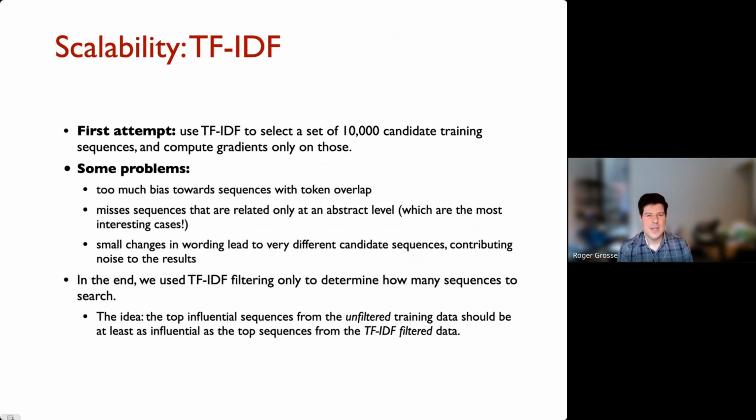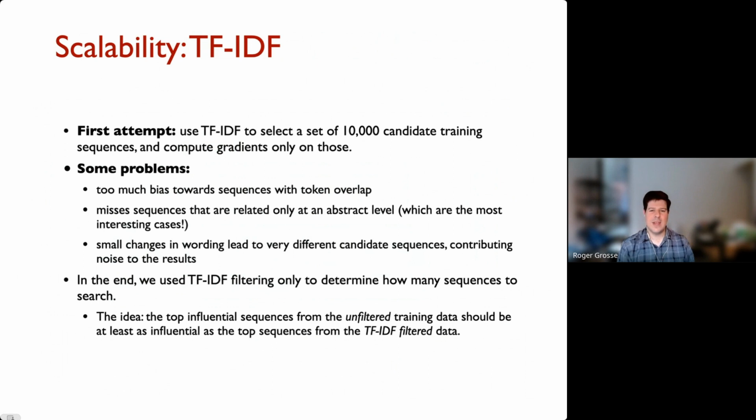So TF-IDF is based on token overlap, and so the documents that we get are biased to have high token overlap. And this means that we miss a lot of the most interesting examples, right? The most interesting generalization patterns are the ones that are related at a kind of abstract thematic level and might actually have very few tokens in common, right? So the example of the guy trapped in the desert, which I showed at the very beginning of this talk, was an example of something that TF-IDF completely missed because it had very few tokens in common.